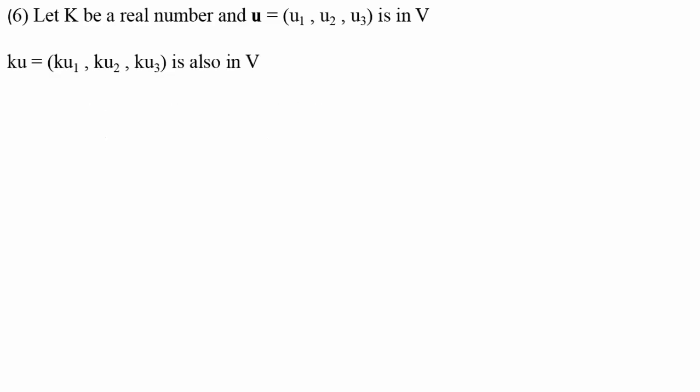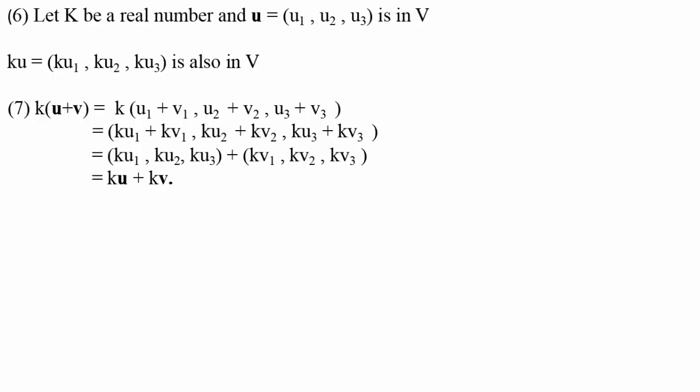Thus, the sixth axiom is satisfied. Seventh, let k be a real number, and u equal to (u1, u2, u3), v equal to (v1, v2, v3) be two vectors in V. Then k into (u plus v) becomes k into (u1 plus v1, u2 plus v2, u3 plus v3). By the definition of scalar multiplication, this can be written as (ku1 plus kv1, ku2 plus kv2, ku3 plus kv3).